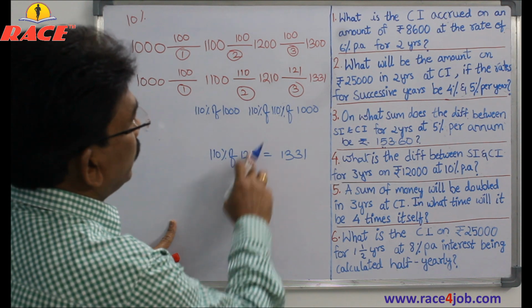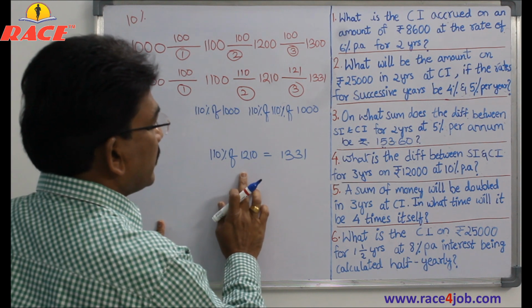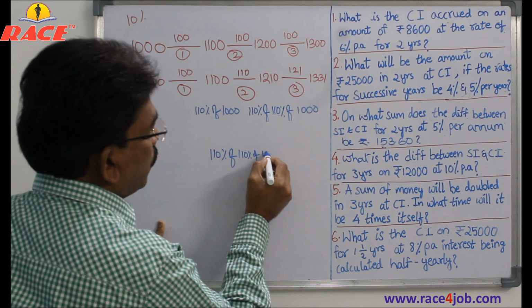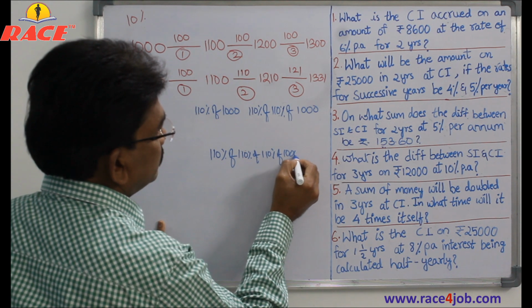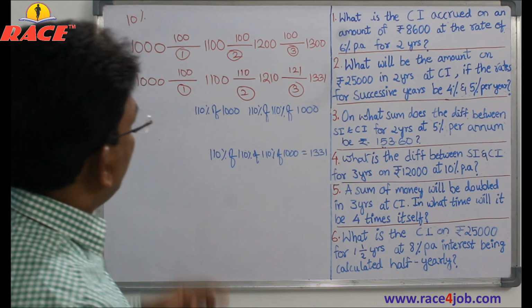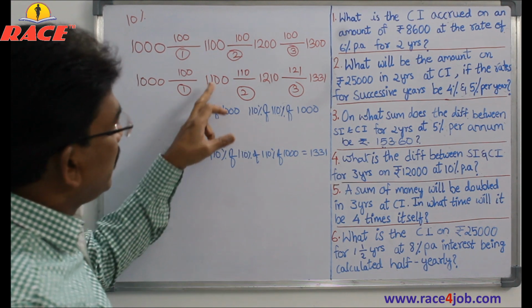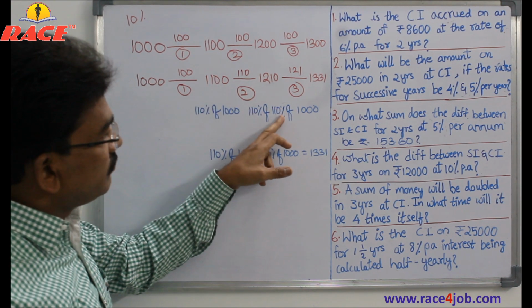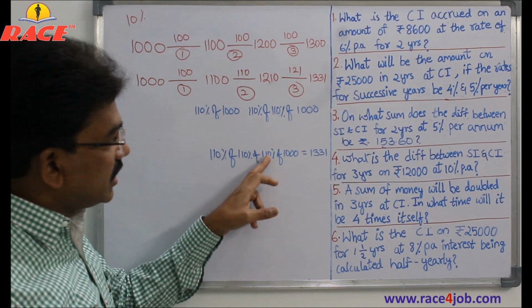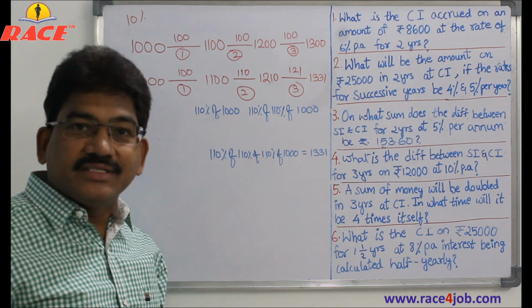But we know 1210 is nothing but 110% of 1000. So I write here: 110% of 1000 is 1331. Clear? Now after 1 year, the amount is 110% of principal, 1000. Here in this case, 1000. After 2 years, the amount is 110% of 1000. After 3 years, the amount is 110% of 1000, because 1000 is the principal and 10% is the rate of interest.